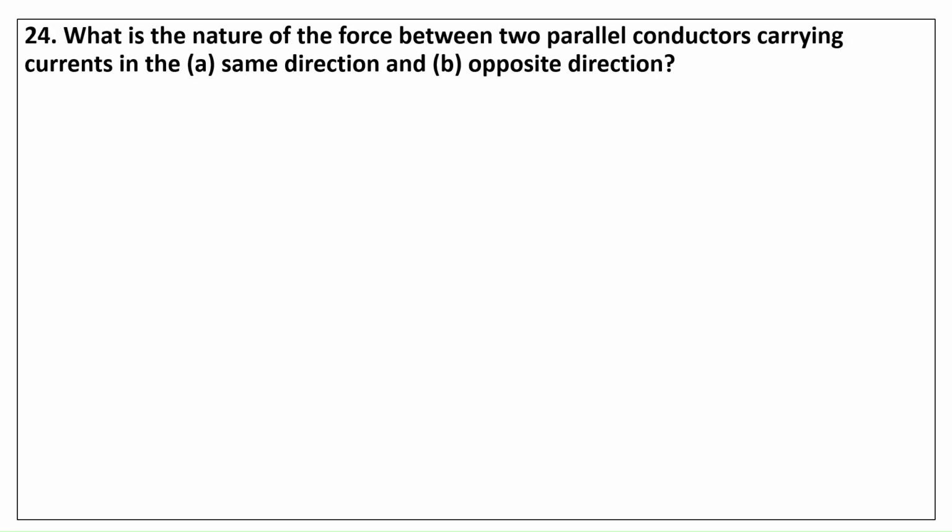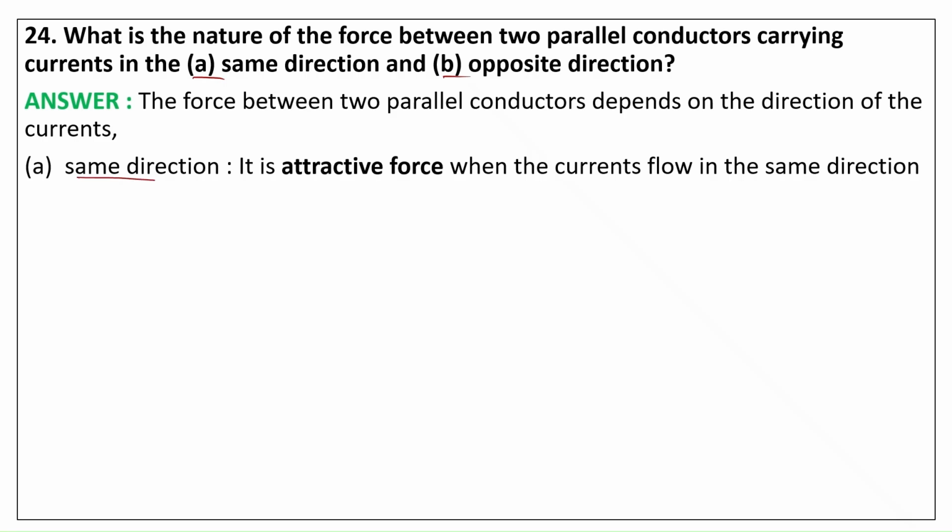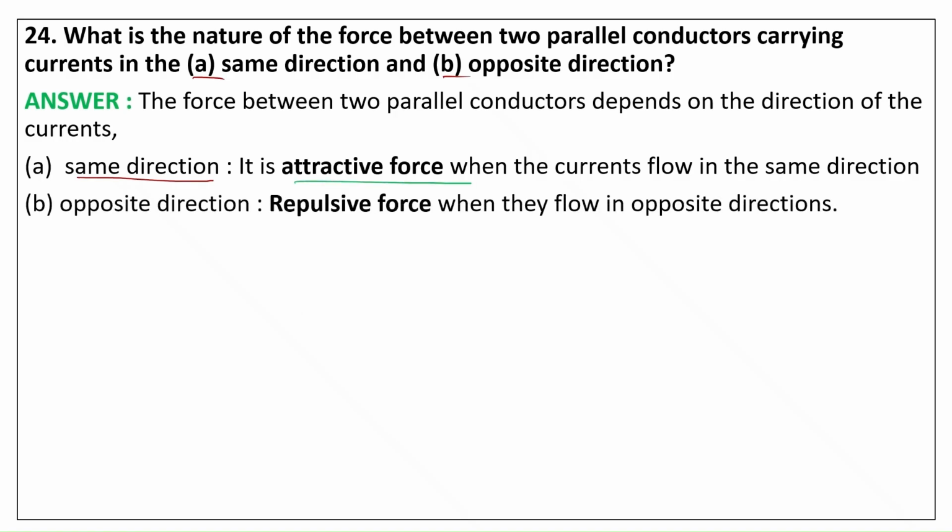Next. 24. What is the nature of the force between two parallel conductors carrying currents in A. the same direction and B. opposite direction? Answer. The force between two parallel conductors depends on the direction of the currents. A. In the same direction. It is attractive force when the currents flow in the same direction. B. In the opposite direction. It is repulsive force when they flow in opposite directions.